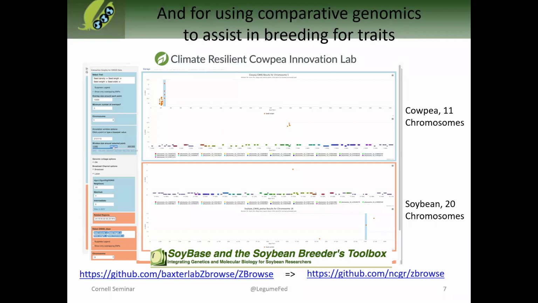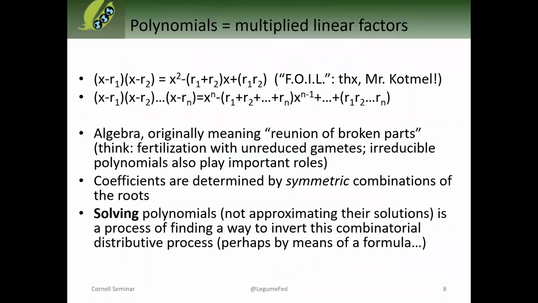So that's obviously a nice way of taking candidate genes and figuring out, well, have I seen evidence in some other species that changes to this gene actually affect the trait of interest? All right, so here comes the tough part, making the case for polynomials.